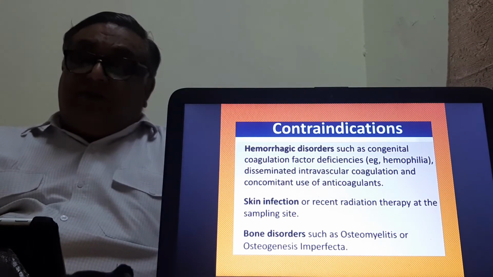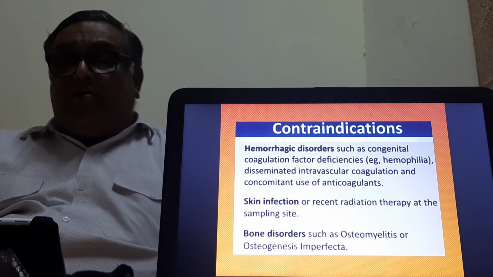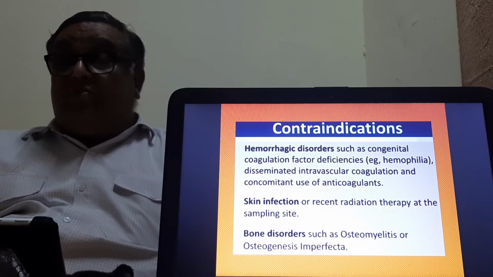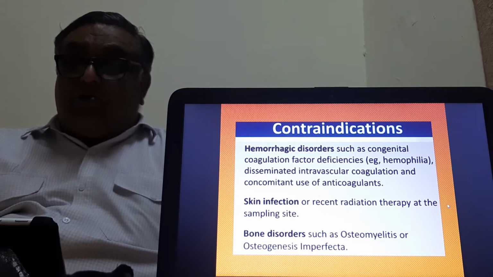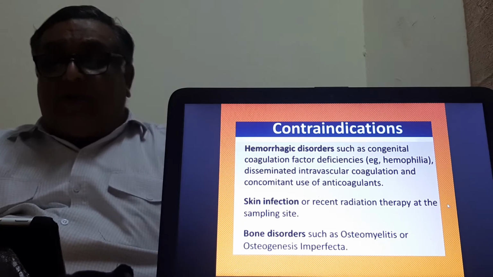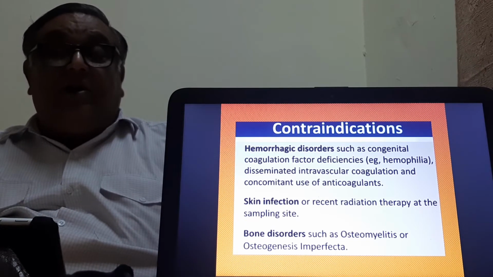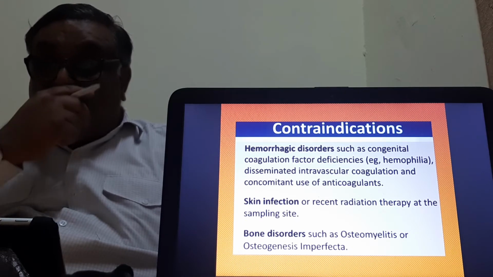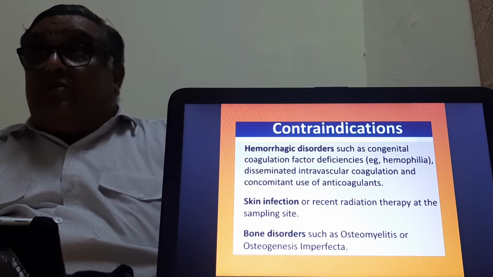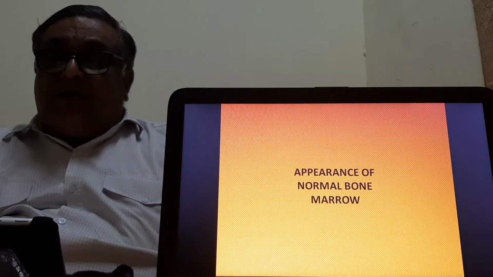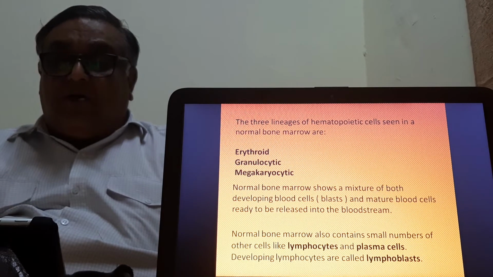Now the lineages of the hematopoietic cells which are seen here are the erythroid, granulocytic and megakaryocyte, myeloid cells basically. So normal marrow shows a mixture of both the developing cells, which are blasts, and mature cells which are ready to be released into the bloodstream. There may be sometimes other cells also in the bone marrow, like the lymphocytes and plasma cells, or developing lymphocytes, which are called lymphoblasts.